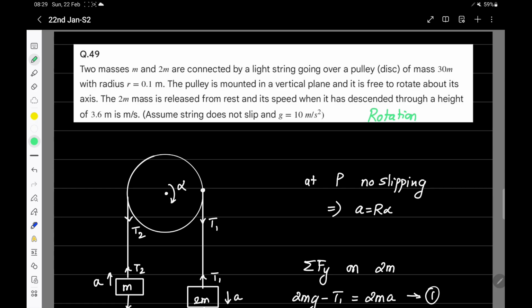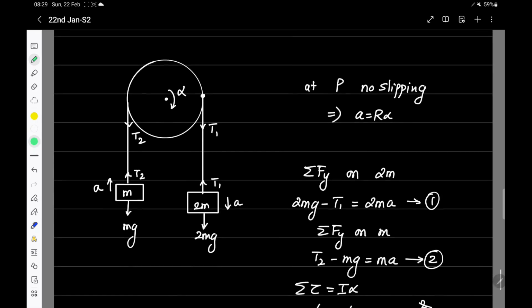height of 3.6 meter. Now obviously here the pulley has mass, so tension on either side of the pulley will not be equal. We'll consider the right tension T1, left tension T2. For no slipping to occur at point P, the value of a, which is the acceleration with which the rope is going down over here, should be equal to the value of R alpha, which is the acceleration with which the pulley is rotating at this point. So a equal to R alpha.